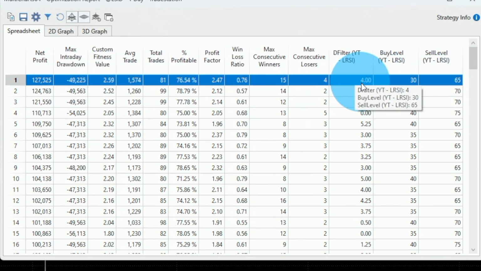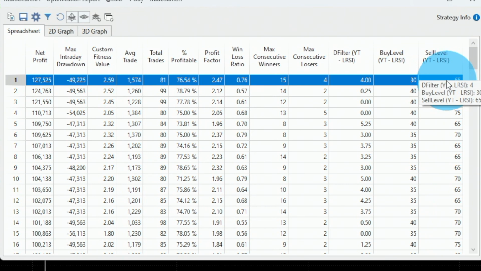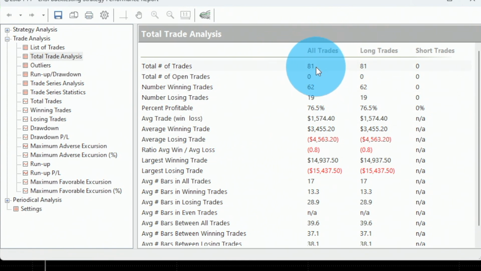The dampening filter is 4. That means in the original filter it is 0.4. And then buy level is 30 and sell level 65. So in the original indicator, it will be 0.3 and 0.65. So this is the strategy, 81 trades. It's about a trade every couple of months. Very good win rate, 76, and excellent average trade, which is $1,500.